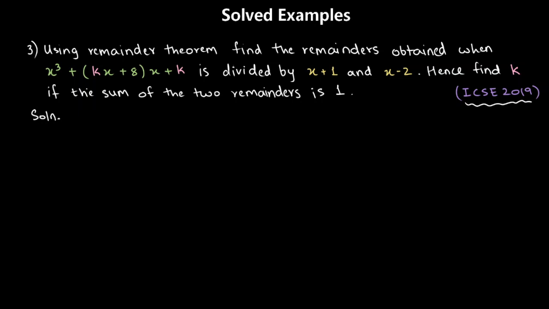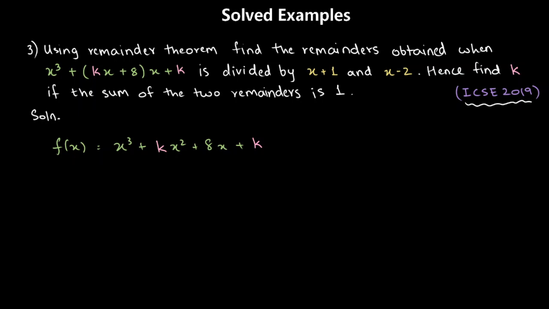To start off, let's mark our given polynomial as f of x, that is x cubed plus, now let's multiply the x into the bracket, so that makes it k times x squared plus 8x plus k, right? That's our f of x, the given polynomial. If you notice here, we've been given two divisors. It's divided by x plus 1 first and then x minus 2. So let's take the case of the first divisor.